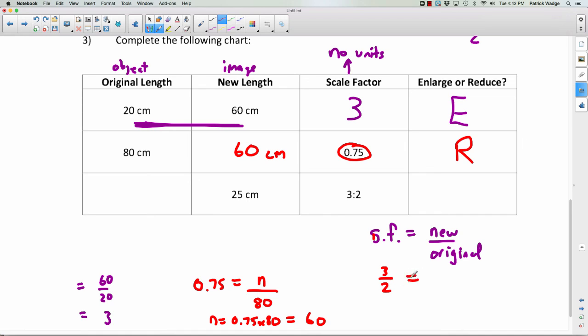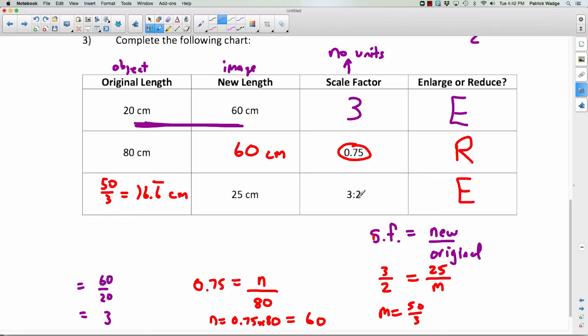All right, do we know the new? Yeah, we do. The new is 25. Do we know the original? No, we don't. Let's call it, I don't want to call it O because it looks like 0. I'll call it M. Okay, we could solve this by cross multiplying. M equals 2 times 25 is 50 divided by 3. You could put that as your answer, 50 over 3. Or if you divide that, you get 16.6 repeating centimeters. Enlargement or reduction? Well, we went from 16.6 up to 25. Oh, it got bigger. That's an enlargement.